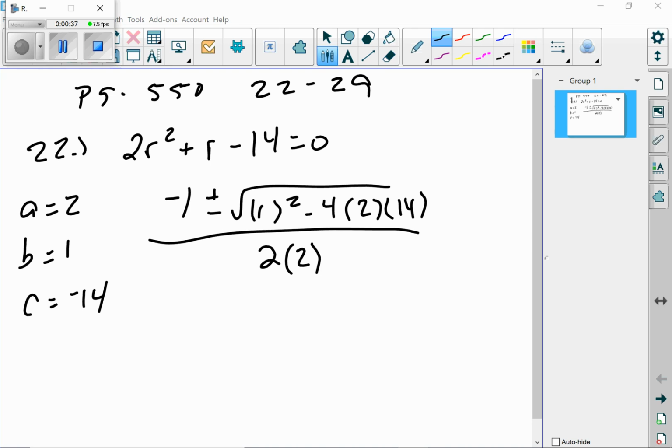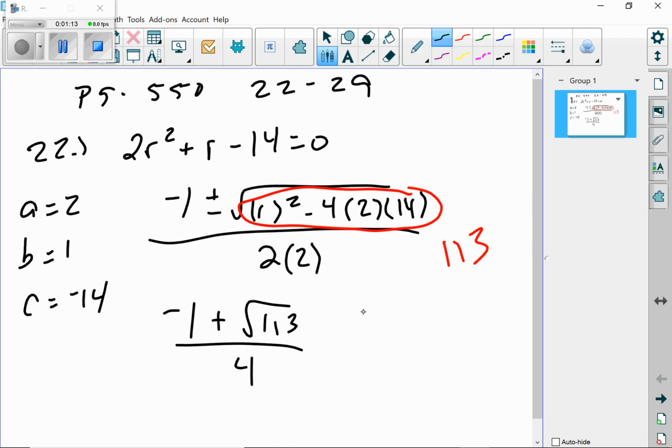Okay, so problem 22, I've got written out 2r squared plus r minus 14 equals 0. Again, if you could divide by something, divide by it to reduce it. I can't divide by anything. a equals 2, b equals 1, c equals negative 14. Have everything plugged into the formula. When I simplified the discriminant value, I came up with 113. That's positive, which tells me it's going to be two solutions. This looks like negative 1 plus or minus the square root of 113 over 4.